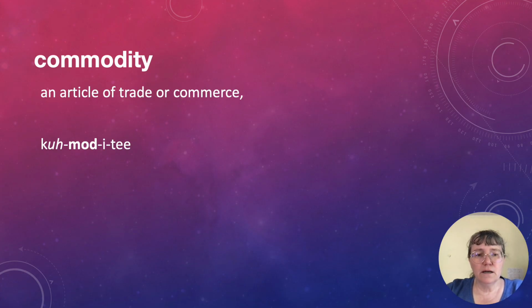Commodity. Commodity. That T at the end is a light T. It's sort of half aspirated, not fully aspirated, so it's a light T, not a hard T.